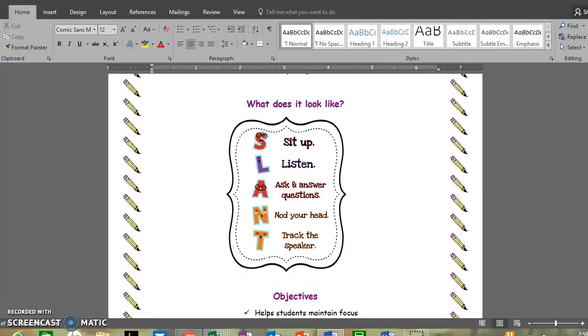The S stands for sit up. You want your student to sit up in an appropriate posture. L is listen. The student needs to be listening to the speaker, whether it's a classmate or the teacher or another professional. A is ask. If a student is asking and answering questions, then they are retaining the information. N stands for nod your head. And they can agree or disagree, shaking their head up and down or left and right. T in SLANT stands for track the speaker.